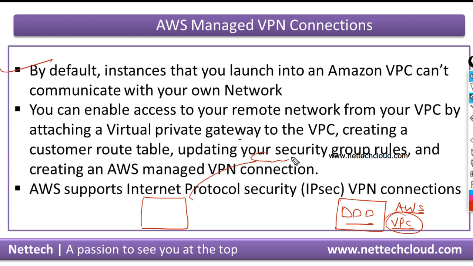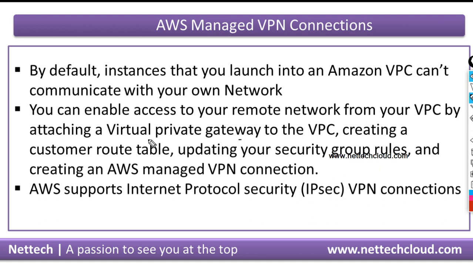Of course, if they have internet connectivity, there is an internet gateway, and if the security group or access control list allows traffic, then definitely via internet, resources placed here can be accessed, but not by using private IP address. Also, there will not be any security. In fact, no data encryption, no data integrity, not at all. So by default, instances that you launch into AWS VPC cannot communicate with your own network.